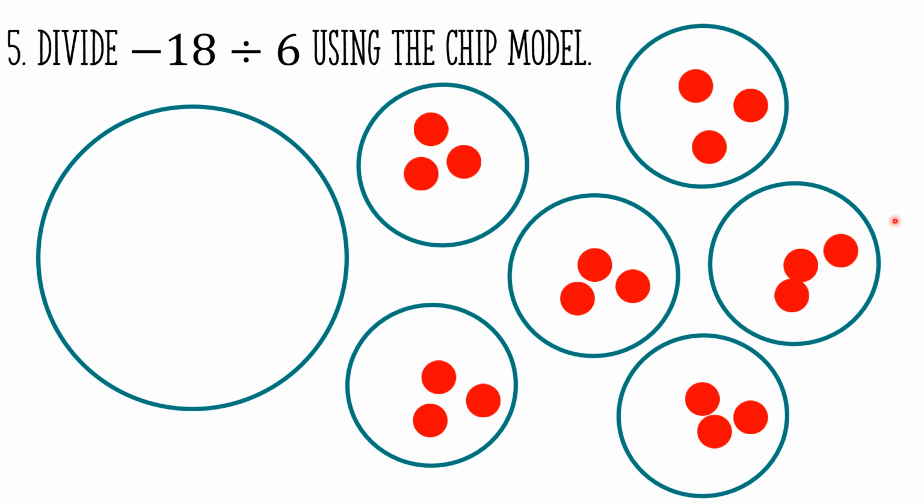Right, now that I have partitioned all of my chips off, I have nothing remaining, then I can say that the answer here, negative 18 divided into 6 groups, gives me negative 3 chips in each group. Right, remember, they're still negative because they haven't changed color, they're still red. So we have negative 18 divided by 6 is negative 3.